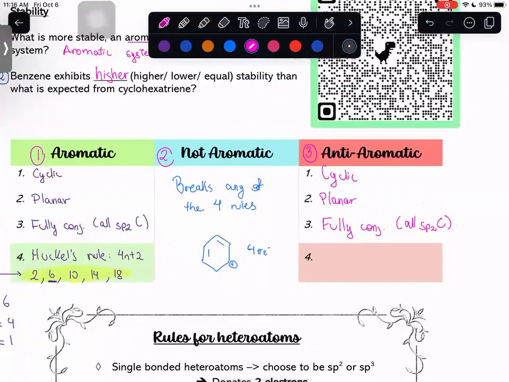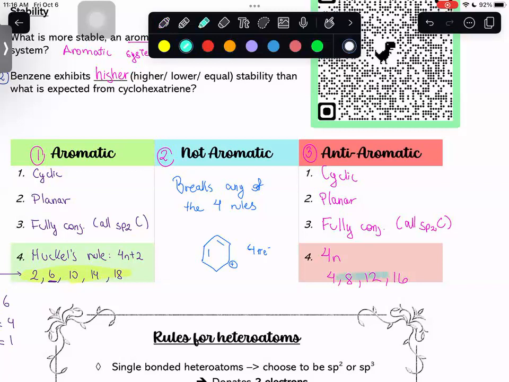And now, here's the thing. Aromatic and anti-aromatic are going to be different only because of the fourth requirement, which is the little equation that we saw. In this case, it's not going to be Huckel's rule. The formula is just going to be 4n. It doesn't have a name, so don't ask me for it. Now, again, n can be any number. We don't care about n. What we care about is the possible numbers that we can form, which in this case are going to be 4, 8, 12, and 16.